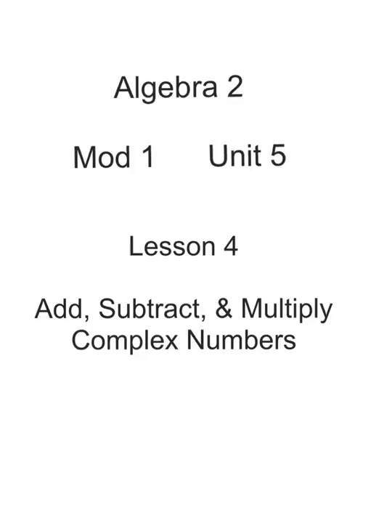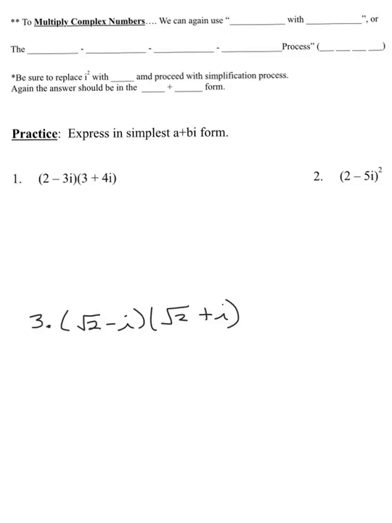Alright, Unit 5, Lesson 4. Let's rock and roll. Now we're on to multiplying, and we can use what's called the each-with-each method. Or you can do the First, Outer, Inner, Last process, also known as FOIL.